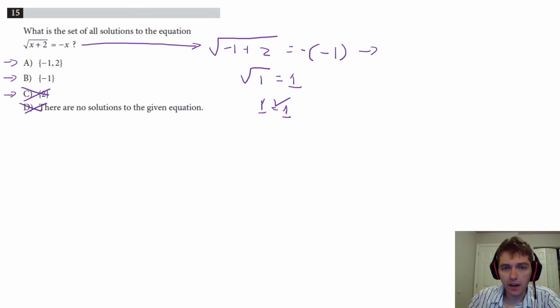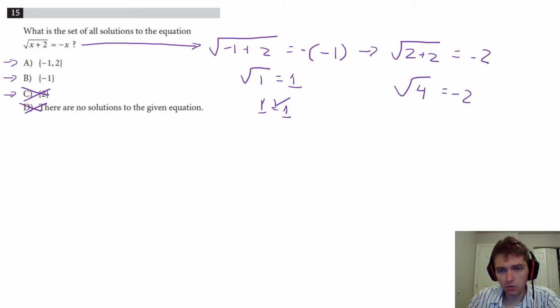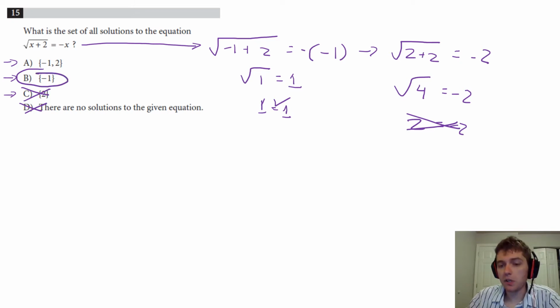So you can write that out. Square root of 2 plus 2, is that equal to -2? Is the square root of 4 equal to -2? No, it is not. 2 is not equal to -2. That does not work. That means that the only solution is -1, which makes your answer B.